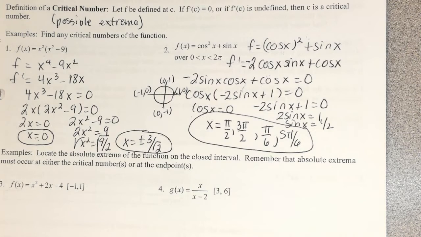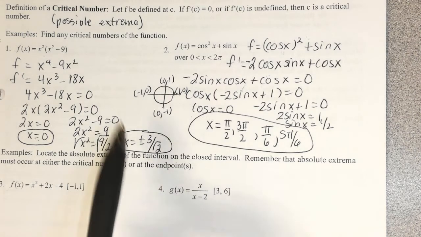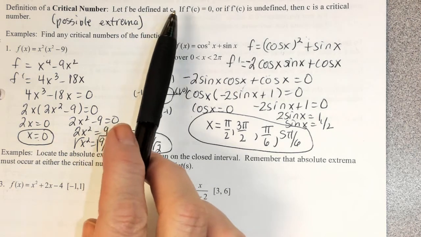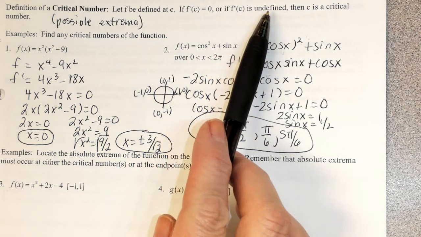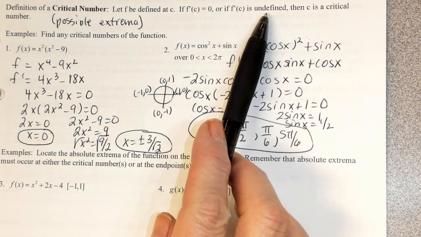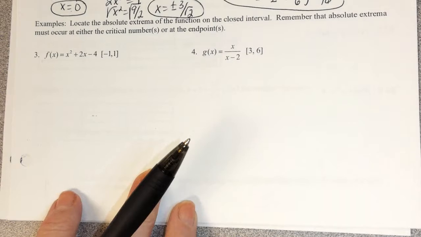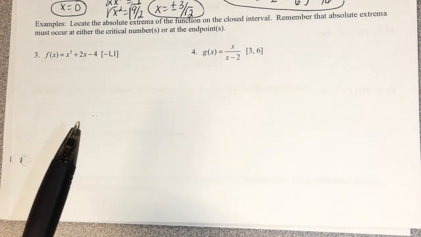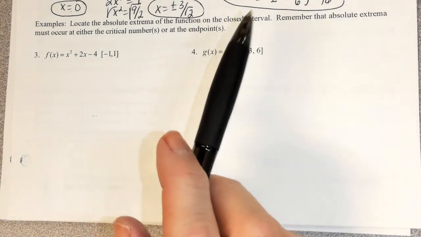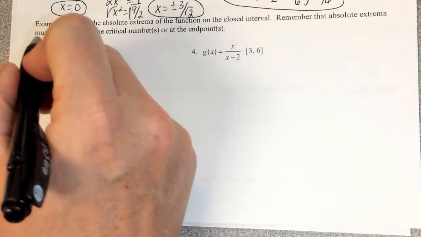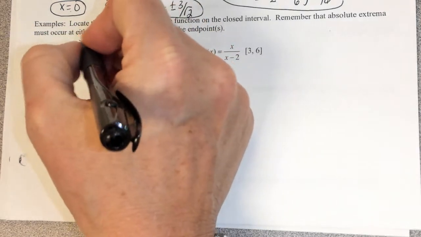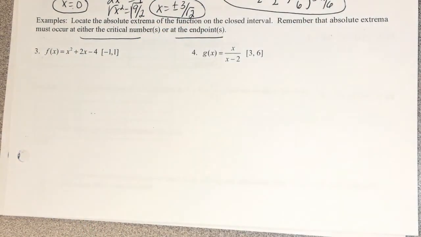Okay? Questions there? All right, so to find critical numbers, again, we set that derivative equal to 0, or we could set that derivative equal to undefined, but that wasn't necessary on these two. All right, so now we're going to talk about absolute extrema. It's the same kind of process, but now we have to substitute in. Because remember that the absolute extrema must occur at either the critical numbers or at the endpoints. So we have to find the critical numbers first.